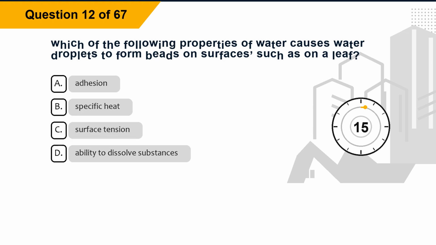Question 12. Which of the following properties of water causes water droplets to form beads on surfaces, such as on a leaf?